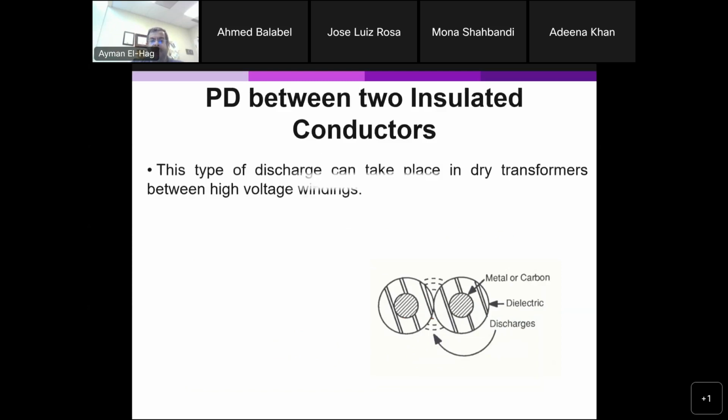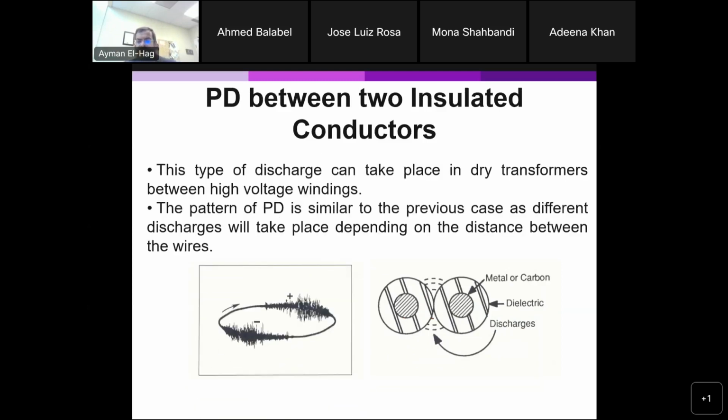Now, we have a similar behavior here. If we have two conductors, both insulated, so this is one conductor, this is another, and you start to have discharge here on the surface. Now, this could be due to, for example, contamination on the surface here or a weak insulation system. When you start to have this, again, that will have a very similar random behavior compared to the previous one.